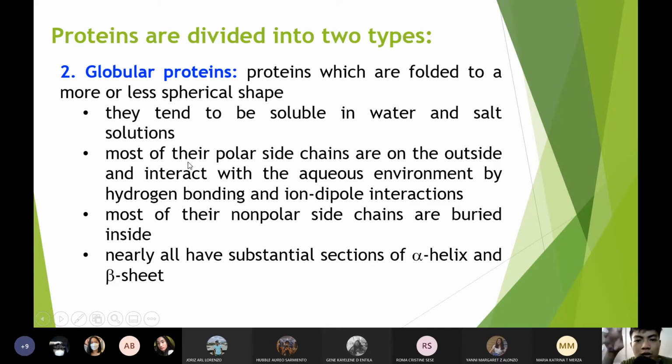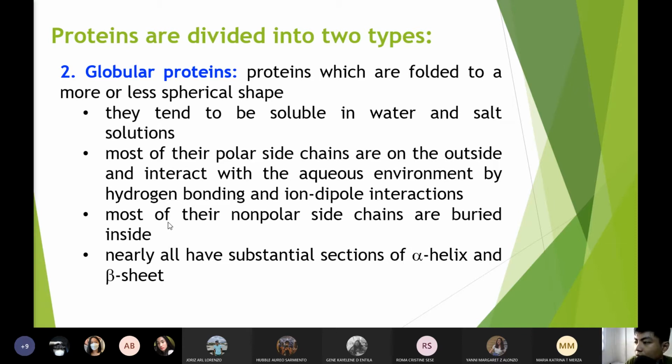Okay? So nagka-clump sila together kasi yung mga non-polar nasa loob. So that means yung mga non-polar amino acid residues nasa labas. So that causes them to be soluble in water. And because the polar residues are outside the globule, it can do hydrogen bonding with water, making it more possible to be transported around the body.